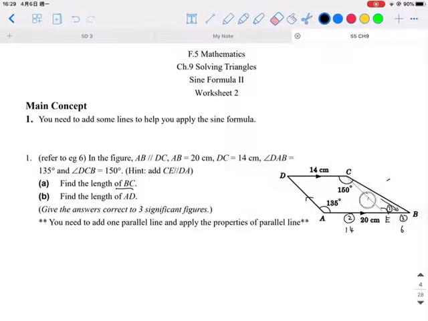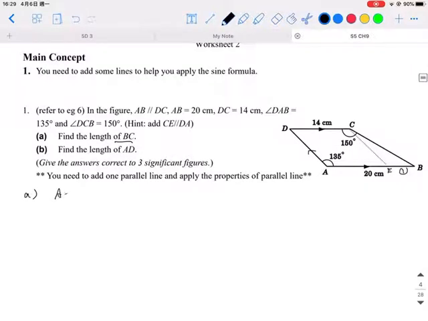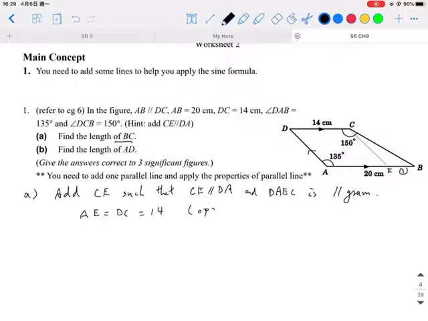In the presentation like this, for part A, I need to find the length of CE. What we need to write is, we add CE such that CE is parallel to DA, and DAEC is a parallelogram. After that we write down AE, which is equal to DC, equal to 14, and the reason is opposite sides of a parallelogram.